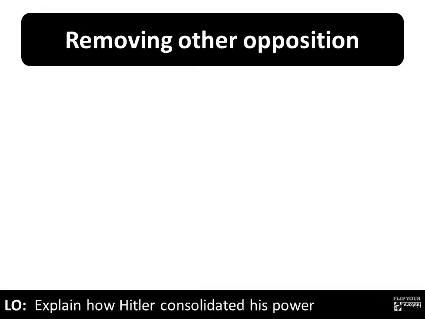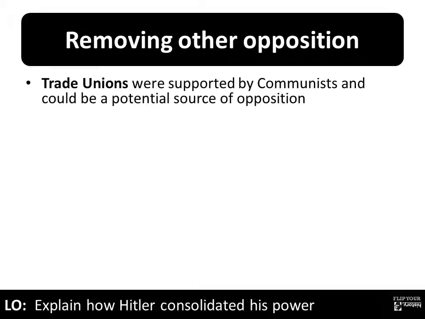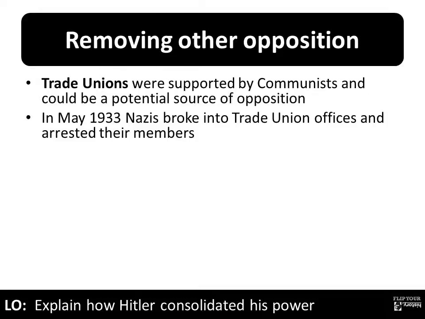Effectively, this act removed democracy from Germany and was the end of the Weimar Constitution, and was simply renewed in 1937. And after that, Hitler started to remove other opposition, now that he no longer had to rely on the Reichstag to do so. First of all, he focused on trade unions. Now, trade unions were supported by communists and could be a potential source of opposition. If working men in trade unions decided to strike, this could be an opposition to the government. So in May 1933, Nazis broke into trade union offices and arrested their members.